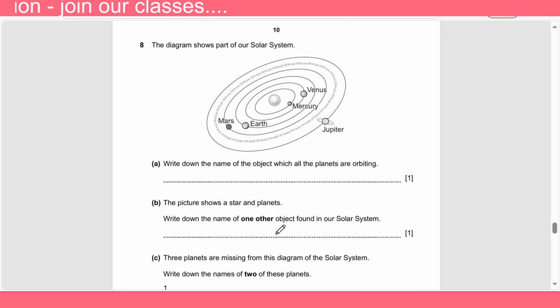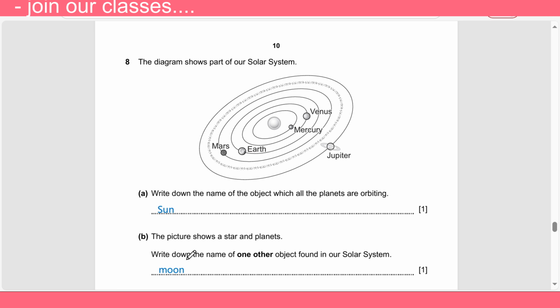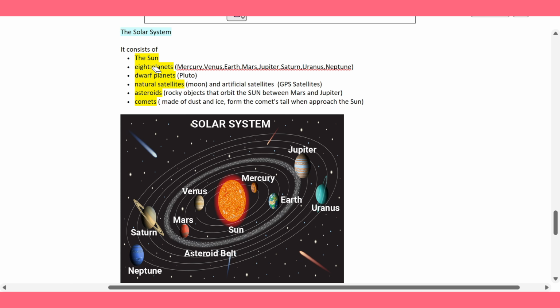What's your answer guys? Let's check it out. So guys, one of the correct answers is moon. You can also mention other things, like the asteroid belt, and then you may also answer comets or asteroids. Okay. These things can be found in our solar system: the sun and the 8 planets: Mercury, Venus, Earth, Mars, Jupiter, Saturn, Uranus, Neptune, and then natural satellites like the moon.